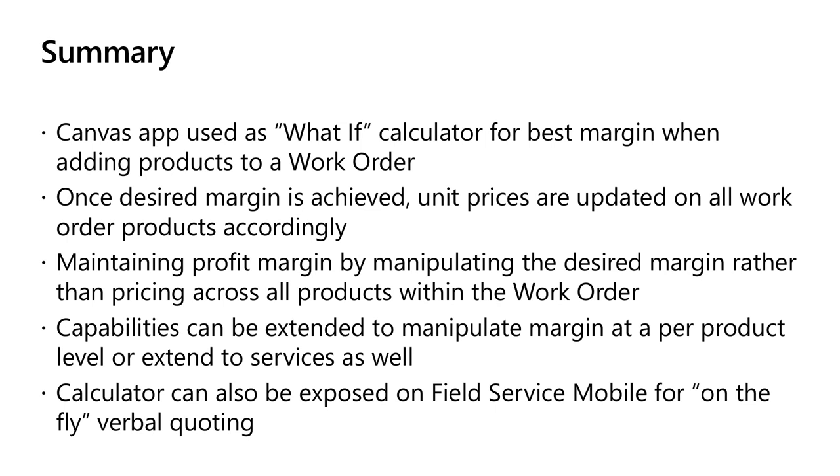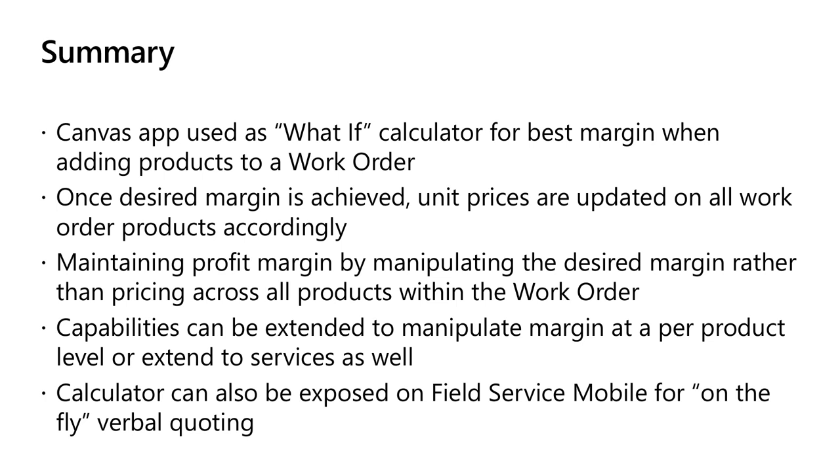Okay. So the Canvas app was used as a standard what-if calculator. We could extend this, and I'm going to actually extend this, to where it will be able to do what-ifs for markups. So what would happen if I marked up this particular product for the customer? Or what if I was using cost-based pricing so that I wanted to add additional markups by product? This app can be extended for that as well. Once the desired margin is achieved, all the unit prices are updated on all the work order products accordingly, and then the standard calculations built into the work order are taking shape at that point.